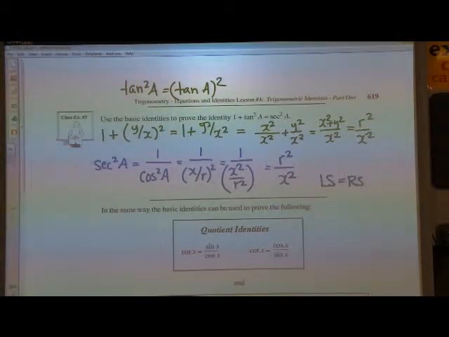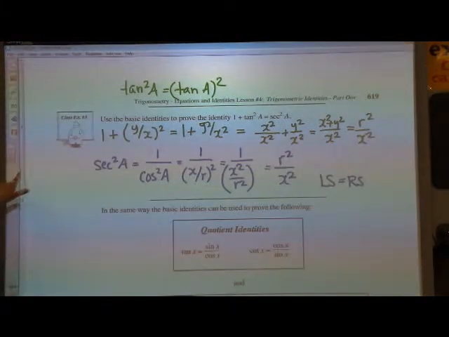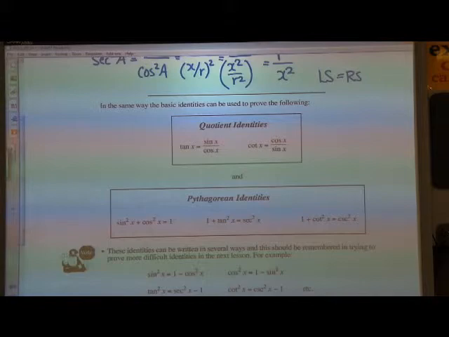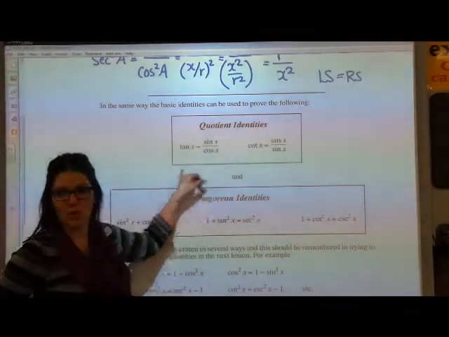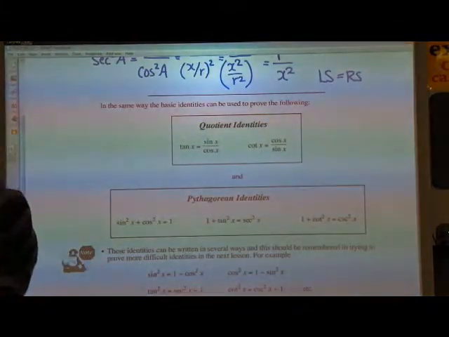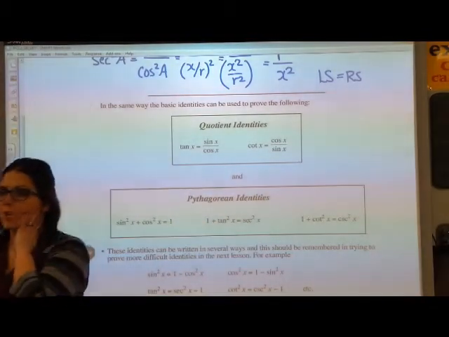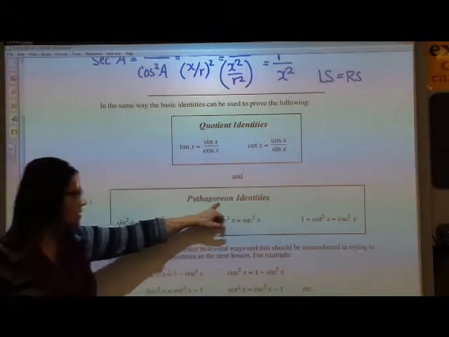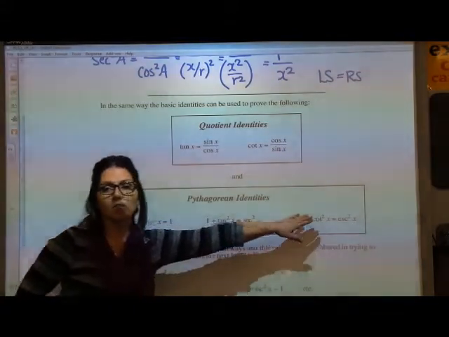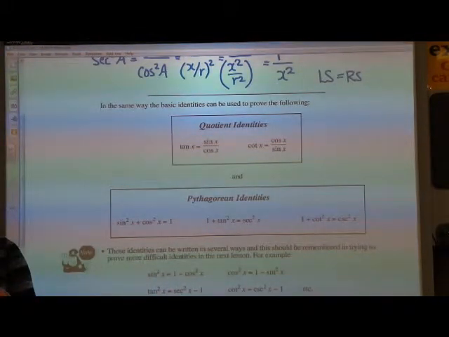We can also use these basic identities to prove the following 5 things. We already proved tan x equals sine over cos. Using the basic identities, we could prove that cotangent equals cos over sine. We can also prove 1 plus cotangent squared equals cosecant squared, and sine squared plus cos squared equals 1.